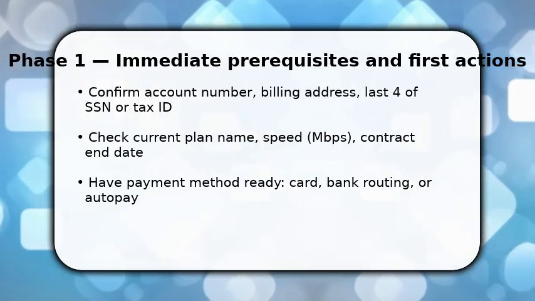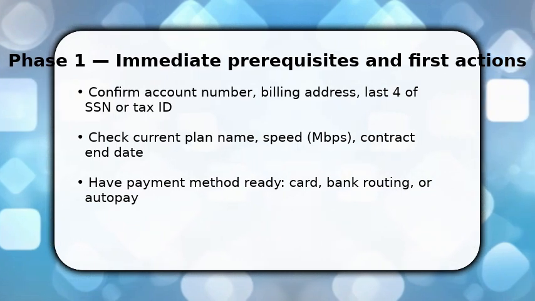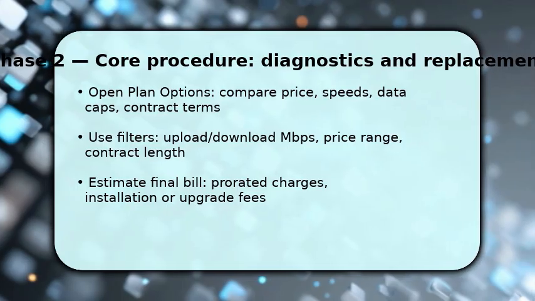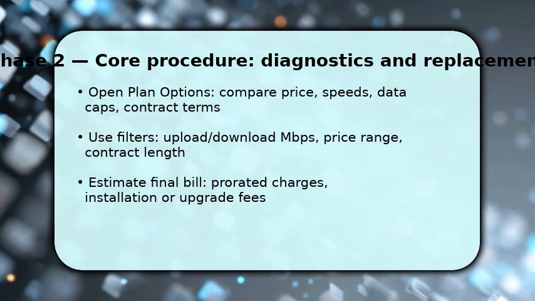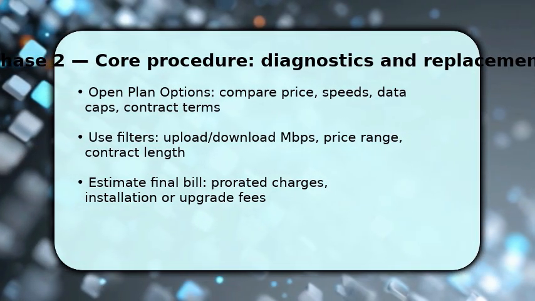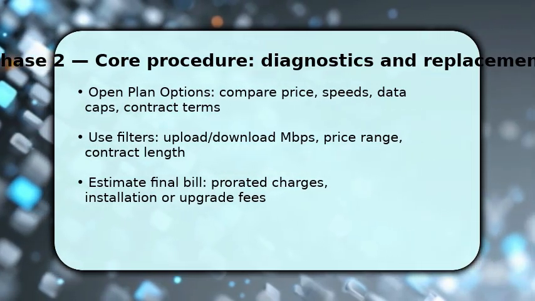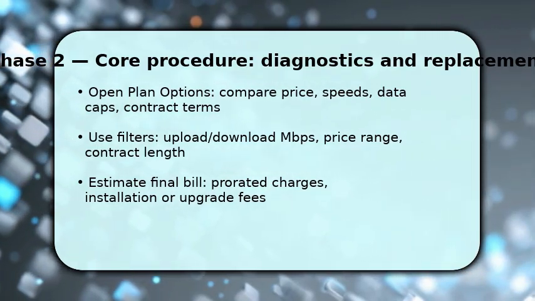Now proceed to the plan selection area in the dashboard. Next, navigate to Alliance plan options and compare the choices side by side. Use filters to focus on upload and download Mbps, monthly price, and any data caps, then contrast those against your current usage so you pick the right tier.